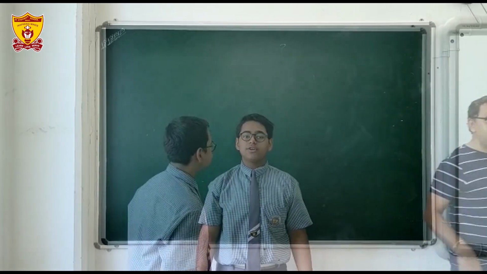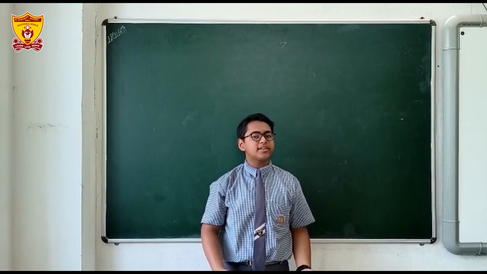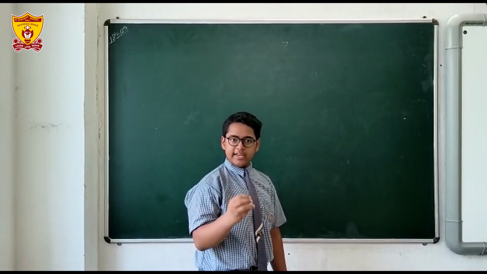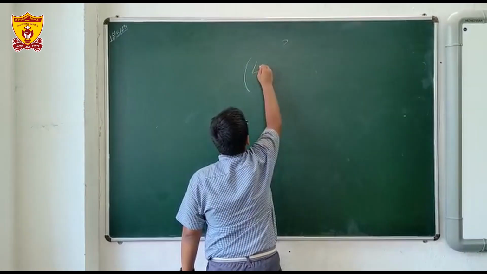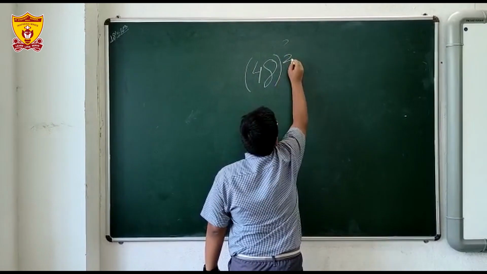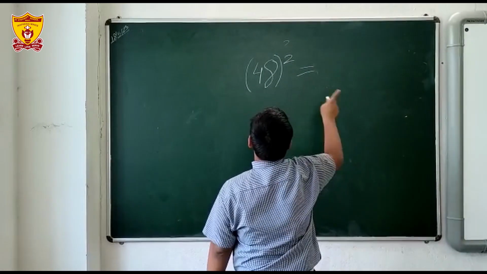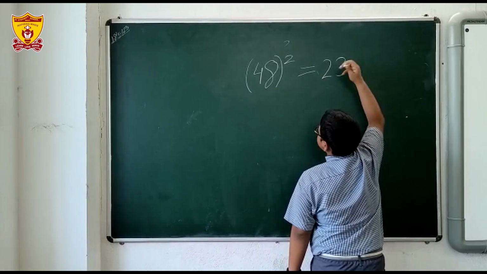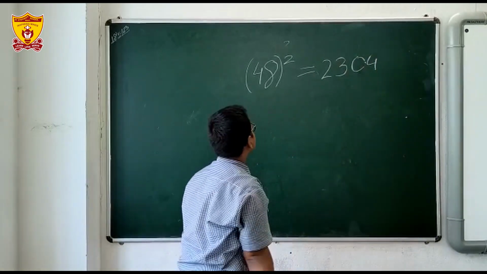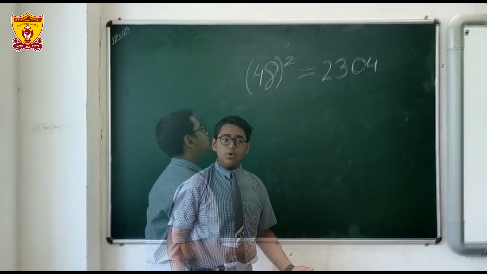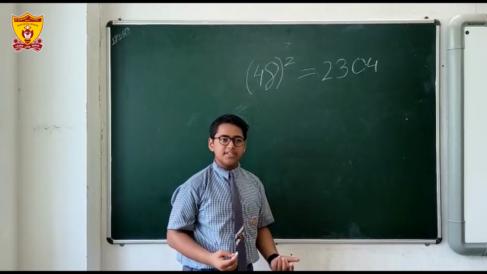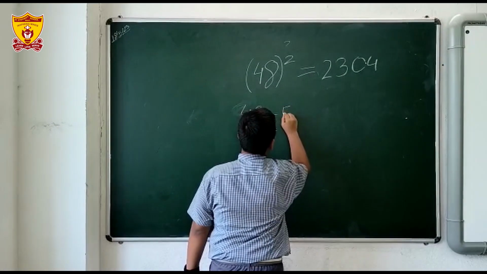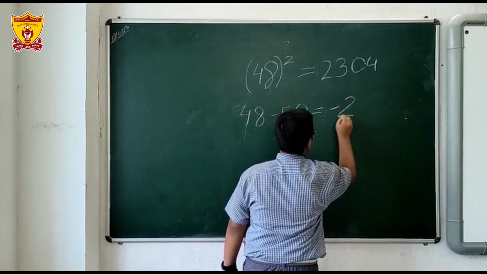Of course. Today, I am going to teach you all how to find squares of numbers from 40 to 60. It's a very easy and interesting trick. So, let's take a number, suppose 48. We are going to find its square. So, its square is 2304. So, how did I find it? We find how much the number is less or more than 50. Here we have 48. So, 48 minus 50 is equal to minus 2.